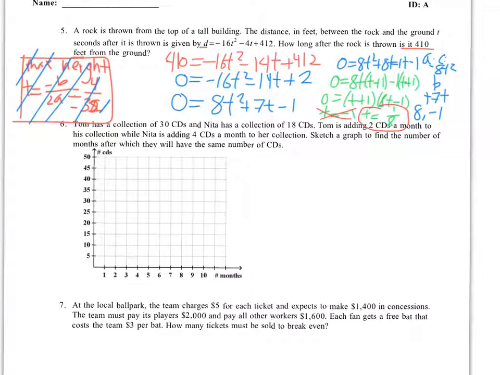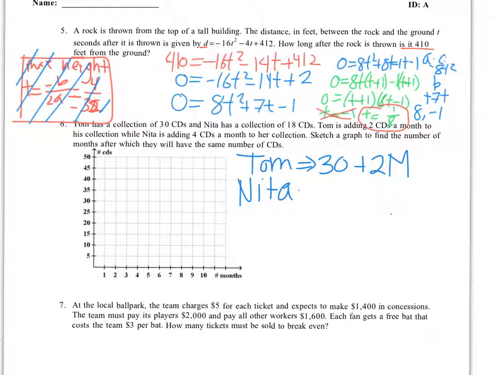Okay, Tom has a collection of 30 CDs. Nida has a collection of 18 CDs. Tom is adding 2 CDs a month to his collection. Okay, so we're going to have a Tom equation. So he's got 30 CDs now plus 2 per month. Nida is starting at, or Nita, I don't even know, 18 CDs plus 4 CDs per month. I'm going to say m is months.